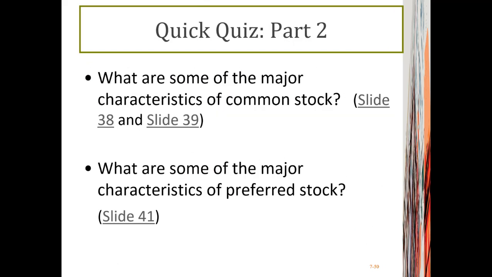Okay, here is a short quiz before we conclude the class. First one is, what are some major characteristics of common stock? And the second one, what are some major characteristics of preferred stock? Please review those slides to find the answer by yourself.